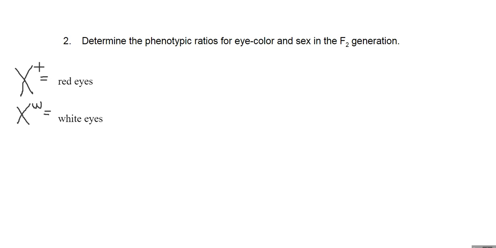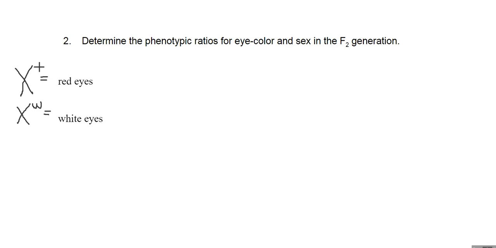Over to the left, you can see that we have the X with the subscript of the plus being the wild type or the red eye phenotype, and X with the W will show the mutant recessive phenotype, and we don't have the Y on there because that gene is not on the Y chromosome.